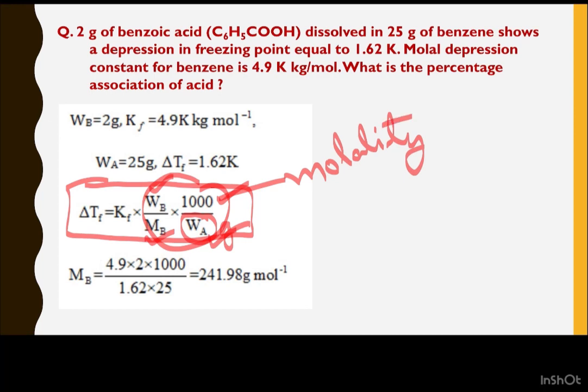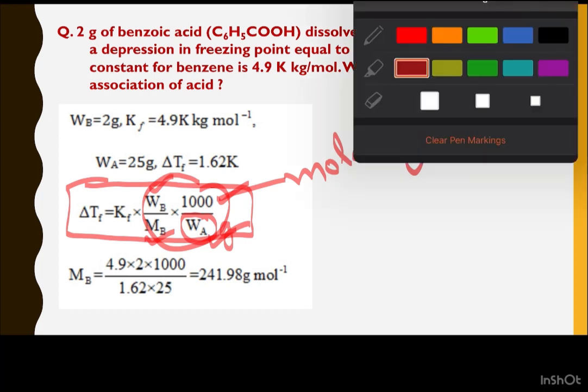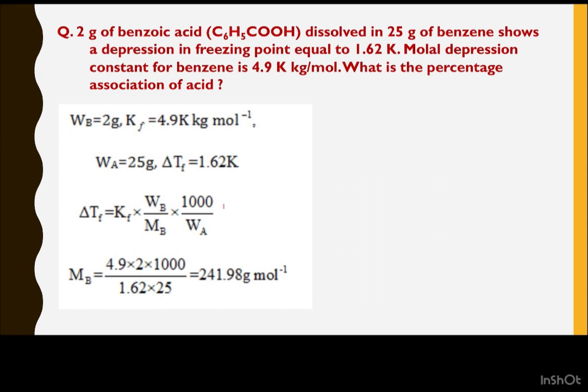Simple. What they have explained in NCERT is that using this formula, you calculate the molar mass of the solute. All these values are given to you. This is provided, this is provided. Weight of solute is 2 grams that you are taking. Weight of solvent is 25 grams. Everything is given. So you will just put the values and you will find out the molar mass.